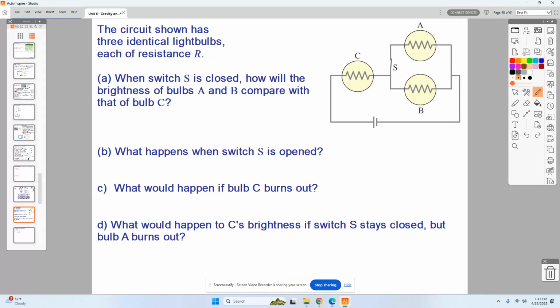Let's try this next one. What happens when switch S is open? So I'm going to take this one here. It was closed, and I'm going to open it. What happens? Open-ended, turn and talk.